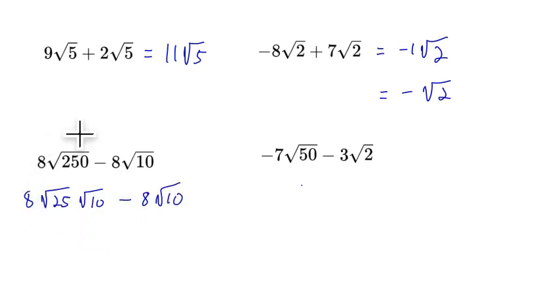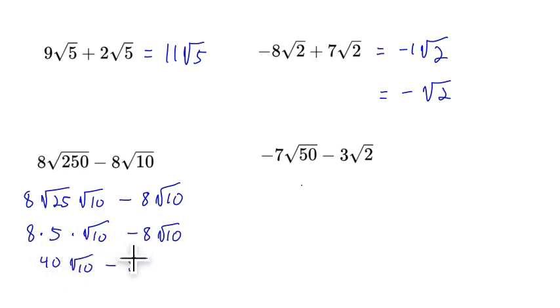So I rewrote the square root of 250 as the square root of 25 times the square root of 10. Now that's helpful because the square root of 25 is a perfect square. It's just equal to 5. So let's rewrite this again here as 8 times 5 times the square root of 10. We're still subtracting 8 square root of 10. So now we can just multiply 8 times 5. And 40 square root of 10 minus 8 square root of 10 equals 32 square root of 10.